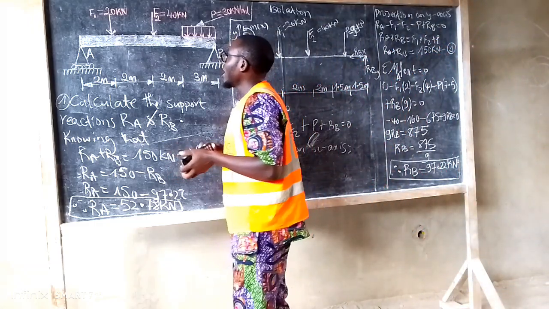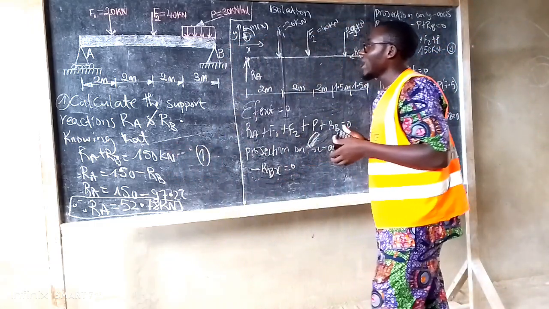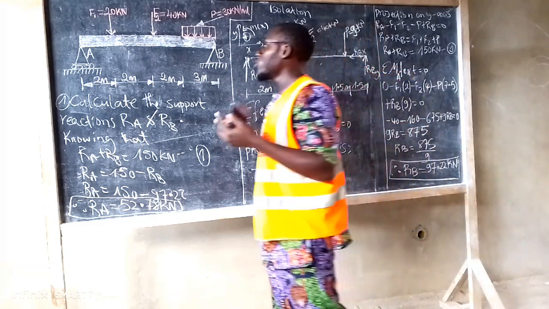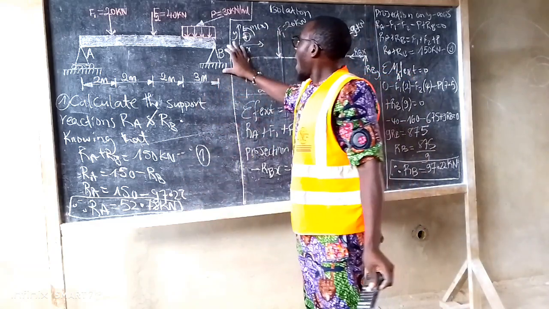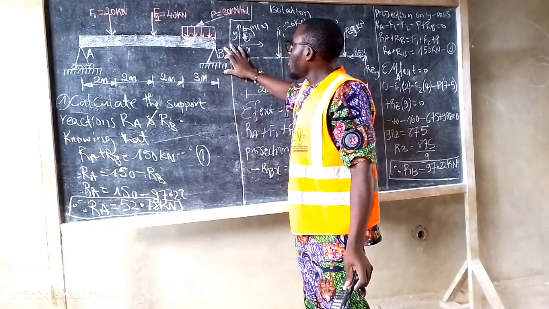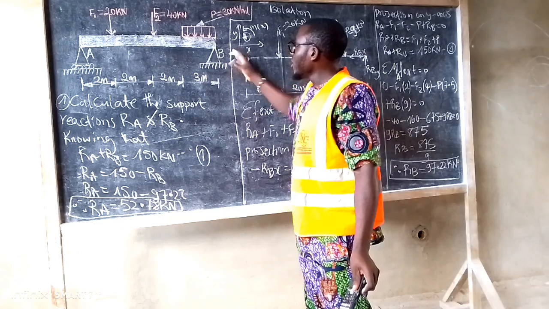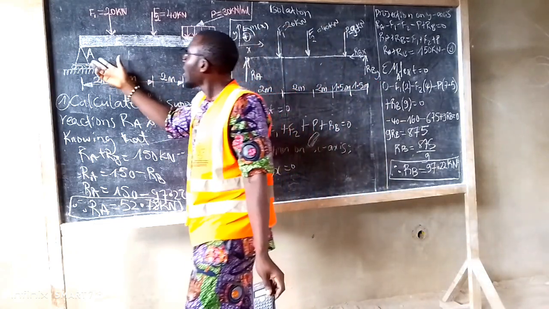Looking at this logically, we discover the answer for RA and RB seems to be true, because at the point RB, you carry more load than RA.